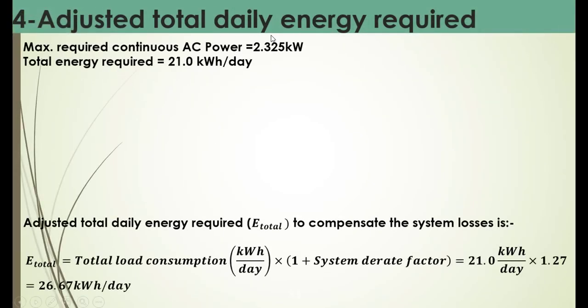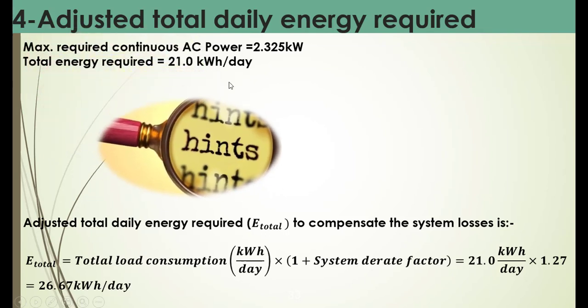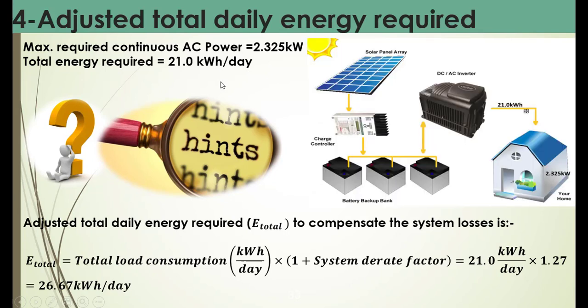So the adjusted total daily energy required, as we explained in the first slide, that the maximum required continuous AC power equals 2.325 kilowatt for this example, and the total energy required is 21 kilowatt hour per day.